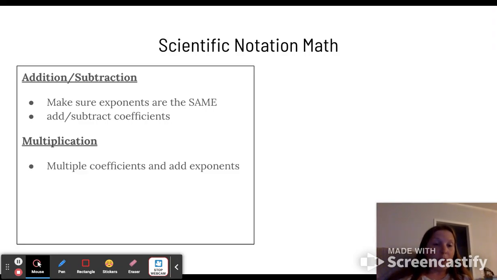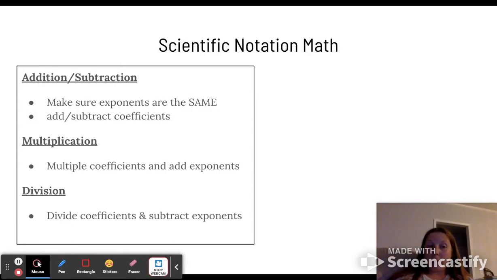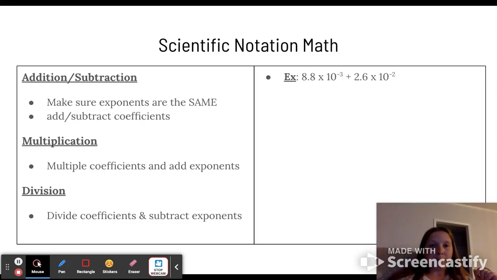For multiplication, you multiply the coefficients, and then you add the exponents. Okay, so we should be making bigger numbers when we multiply a lot of times, bigger versions of whatever numbers we have originally. So make sure you multiply the coefficients and add the exponents. So then for division, which is the opposite of multiplication, we should be doing the opposite. We're going to divide the coefficients and then subtract our exponents.